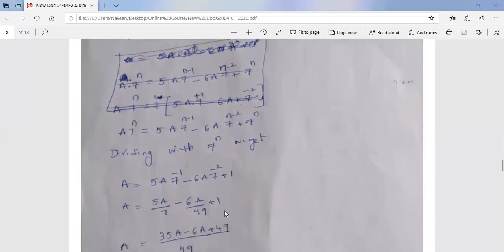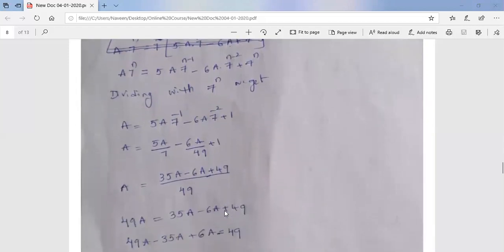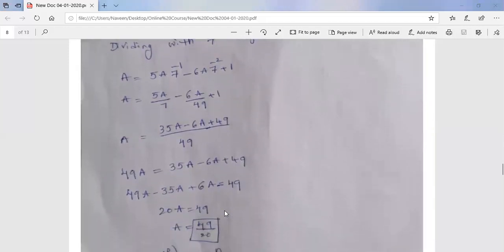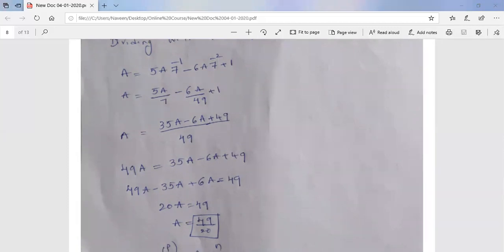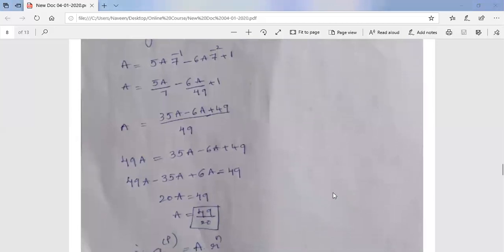So from this, a is equal to 5a by 7 minus 6a by 49 plus 1. On simplification, we got the a value as 49 by 20. 49 by 20 is the a value.